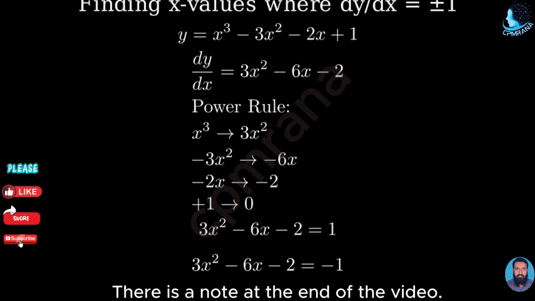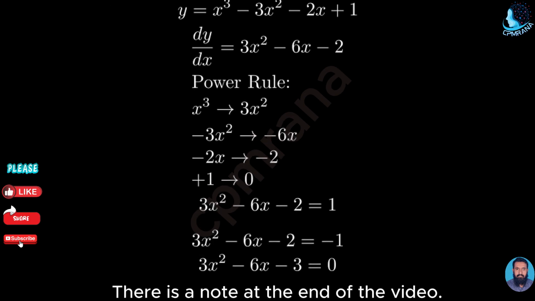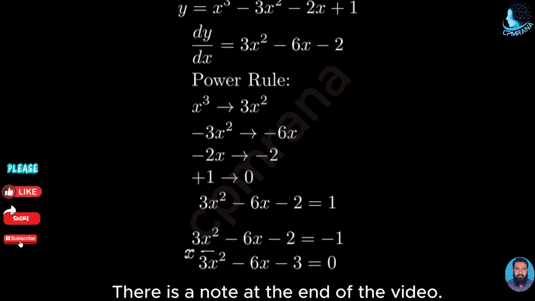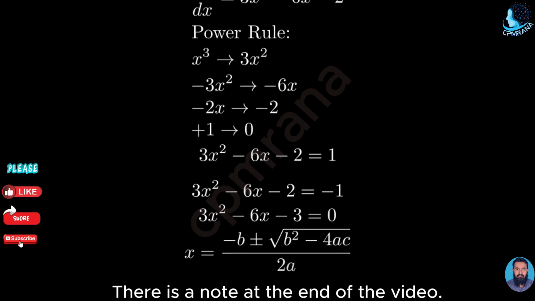Let's solve the first equation, where the derivative equals 1. Subtracting 1 from both sides gives us 3x squared minus 6x minus 3 equals 0. This is a quadratic equation that we can solve using the quadratic formula.